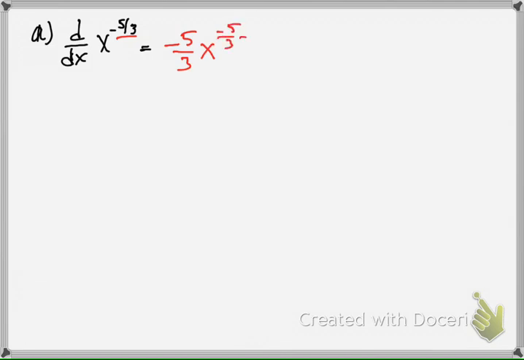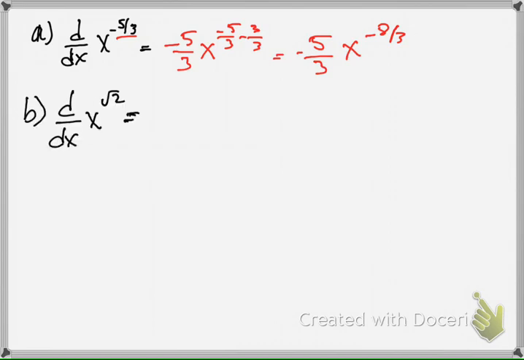Since it's a fraction, I'm going to write my 1 as 3/3. So I get negative 5/3 x to the negative 8/3, and we can leave it like this with a negative exponent. This time my n is equal to the square root of 2, which is an irrational number. So it's still going to be n times x to the n minus 1, and we'll just leave it as this because we can't simplify it any.